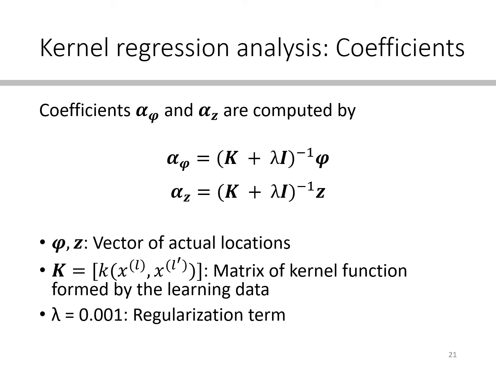The coefficients alpha phi and alpha z were computed by the following formula, where phi and z are the vectors of actual locations. K is the matrix of kernel function formed by the learning data, and lambda equals 0.001 is the regularization term.